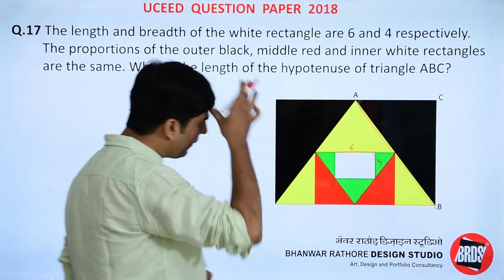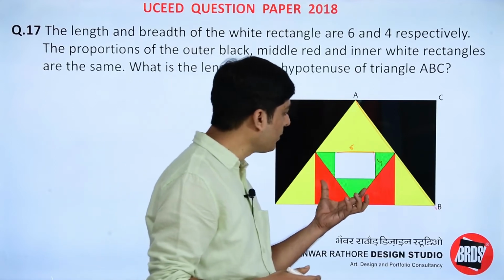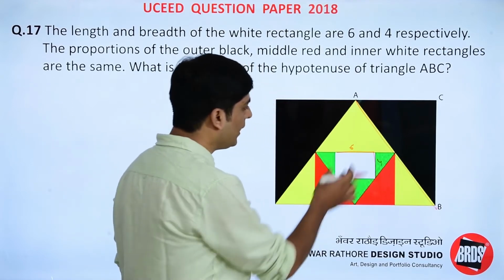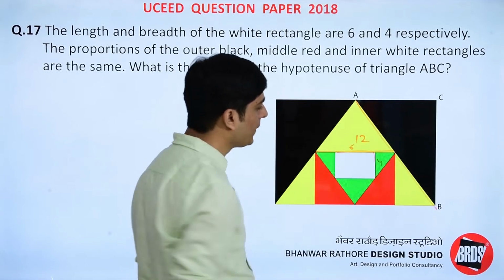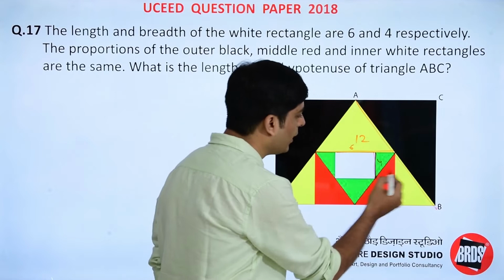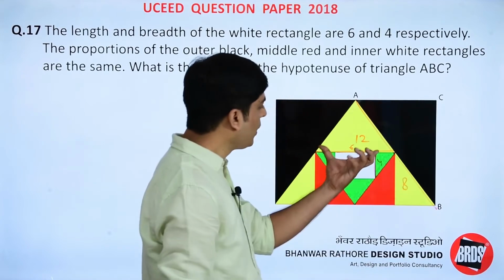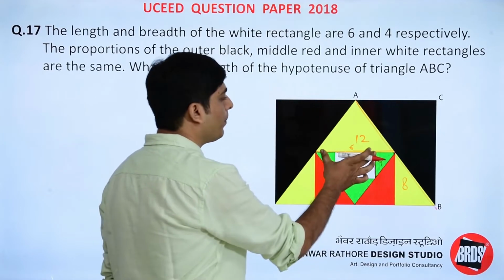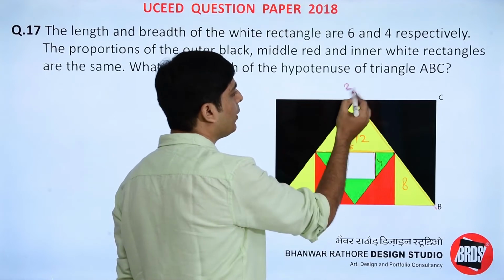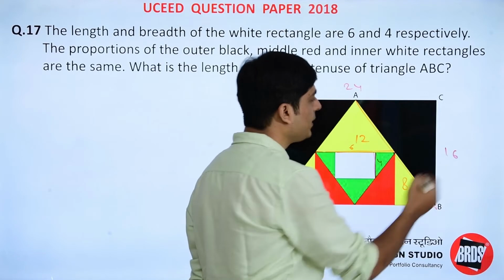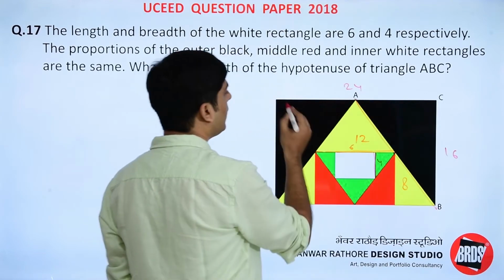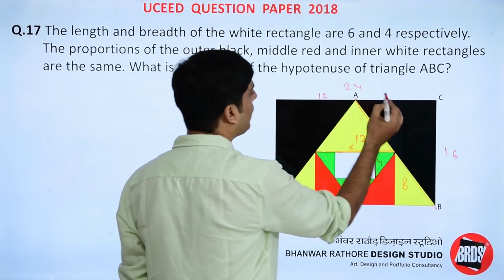So first of all, we can apply the similar triangle concept. Based on that, if the length is 6, then the whole length would be 12. This would be 4, so this would be 8, 12, 8. Compared to this length, it would be twice, so it would be 24. And compared to 8, this would be twice, that would be 16. A is a midpoint, so we can say 12, 12 would be there.